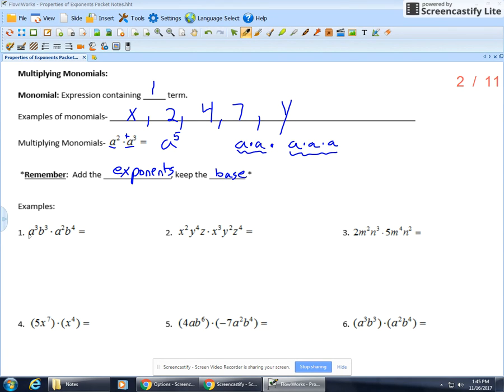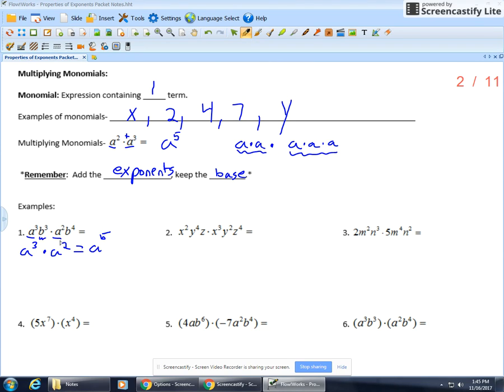Okay, so first example, with a to the third power, b to the third power times a to the second power, b to the fourth power. We want to focus on the bases that are the same. So we're going to start with the a. We get a to the third power times a to the second power, and we're going to get a to the fifth power.